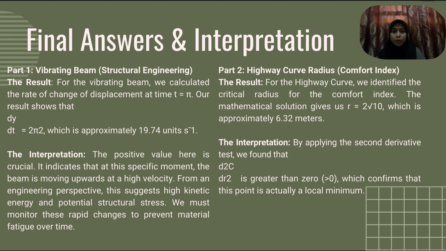Part 1. Vibrating beam. For the vibrating beam, we calculate the rate of change of displacement at time t equals pi. Our result shows that dy per dt equals 2 pi squared, which is approximately 19.74 units per second. The interpretation: the positive value here is crucial.